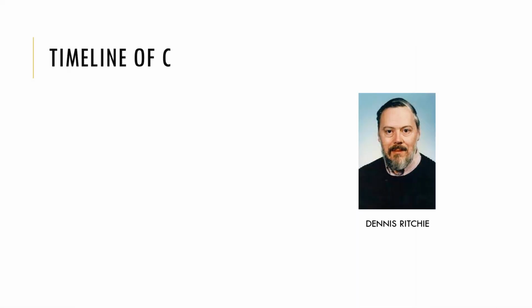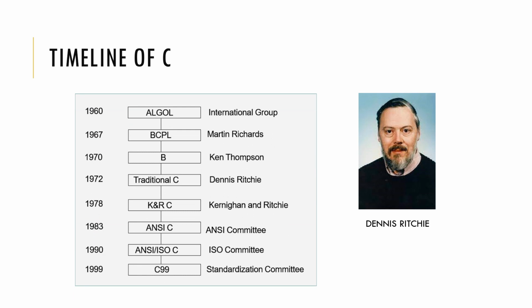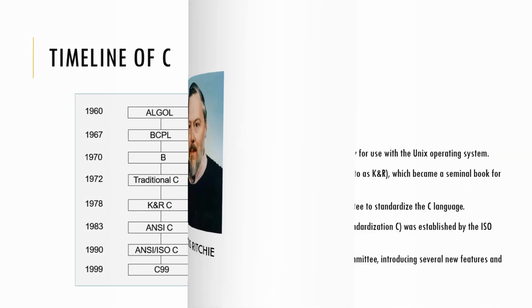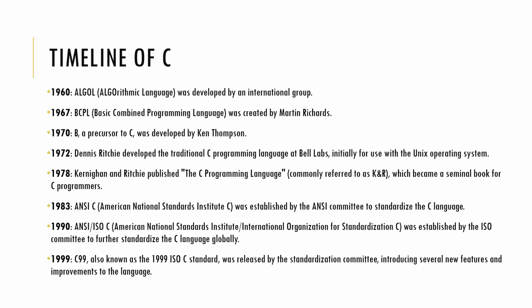Timeline of C. Here is the timeline of C, a diagram which can come for 5 marks or 2 or 10 marks. And here is the person, Dennis Ritchie, who invented the C language. Let's study the timeline of C in brief.